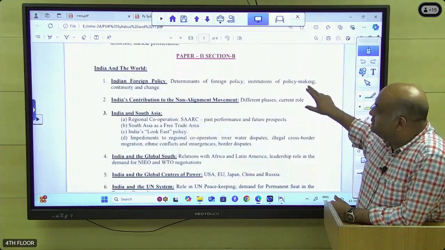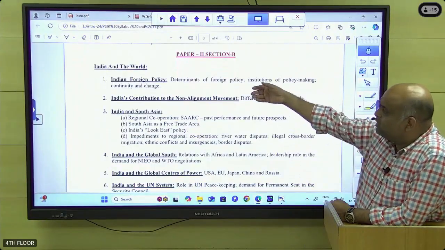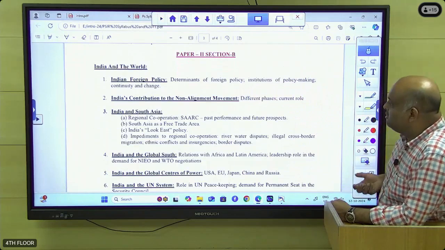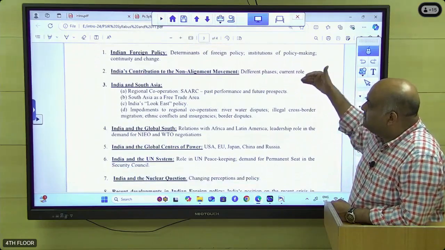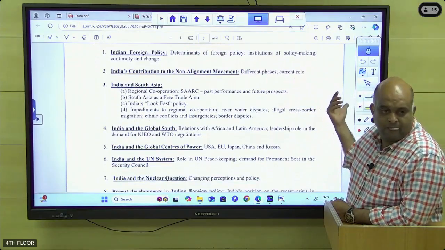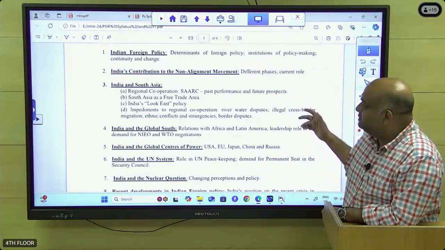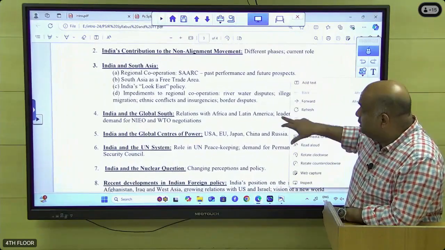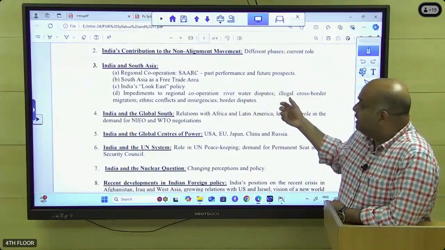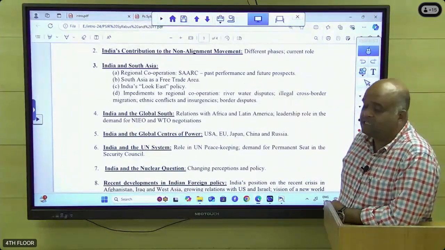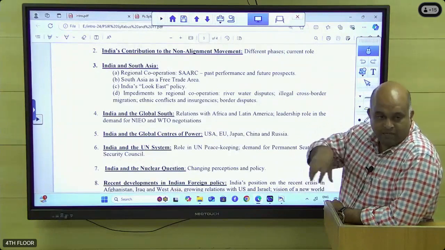And finally, in paper 2, section B, you have India and the world, the entire bilateral relation. Chapter number 1, the Indian foreign policy, determinants of Indian foreign policy, the institutions of policy making, continuity and changes. So this part. And second is India and the non-alignment movement. Same thing only. What we have read in paper 2, section A, same thing only. With respect to India, we will be reading it. And then India and the global South, I mean South Asia. The regional cooperation, SAARC, past performance and future prospects. And then the SAARC, South Asia Free Trade Agreement, SAFTA. Within SAARC, we have signed one free trade agreement. How it is working? How trade is happening in South Asia, that part.